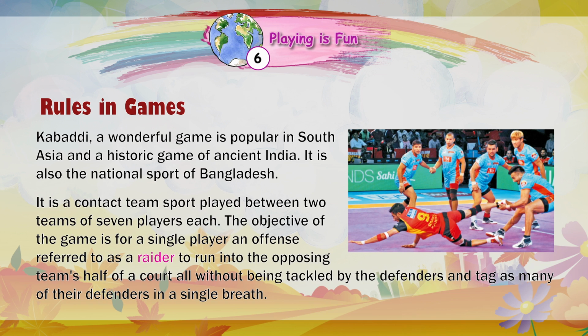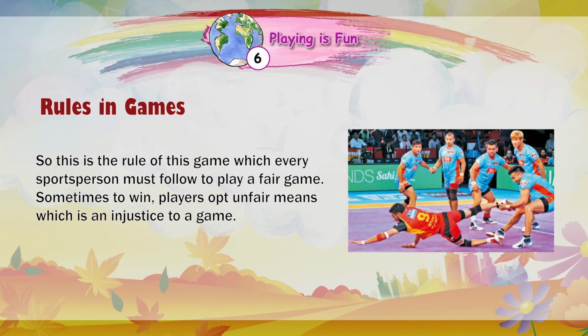The objective of the game is for a single player, an offense referred to as a raider, to run into the opposing team's half of a court without being tackled by the defenders and tag as many of their defenders in a single breath. So, this is the rule of this game, which every sports person must follow to play a fair game. Sometimes, to win, players opt unfair means, which is an injustice to a game.